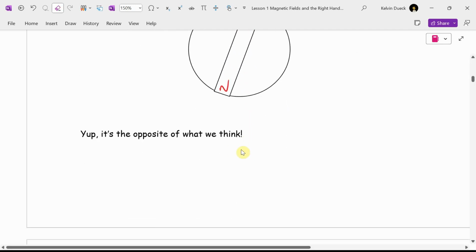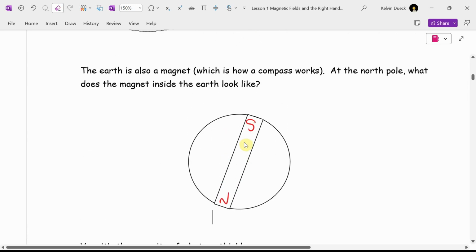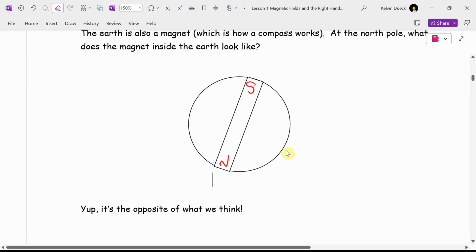Anyways, like I said, it's complicated. Spoiler, this would make a lovely multiple choice test question. What does the magnet inside the Earth look like? South is at the top. It's also good nerd trivia.